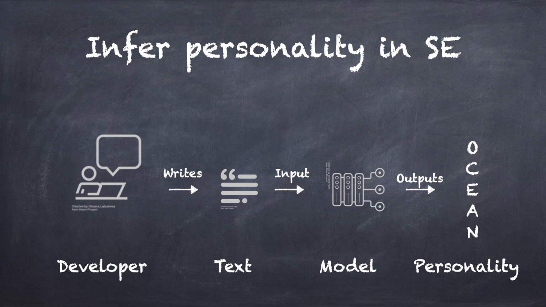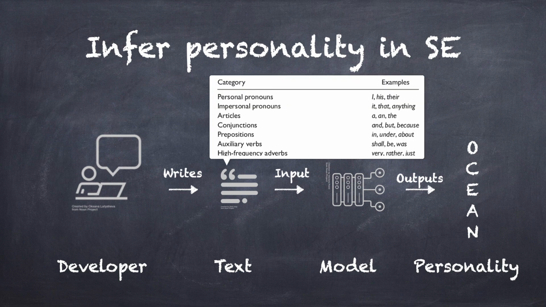Let's revisit how psycholinguistic tests work to identify potential factors influencing the inferential ability. In this process, there are three sources of variability: characteristics of the developer, text, and the model itself. So, to assess the reliability of psycholinguistic tests for SE text, we study how the characteristics of developer, text, model, and their interactions can influence the inferred developer personality and how we can improve it. Our analysis is conducted on GitHub.